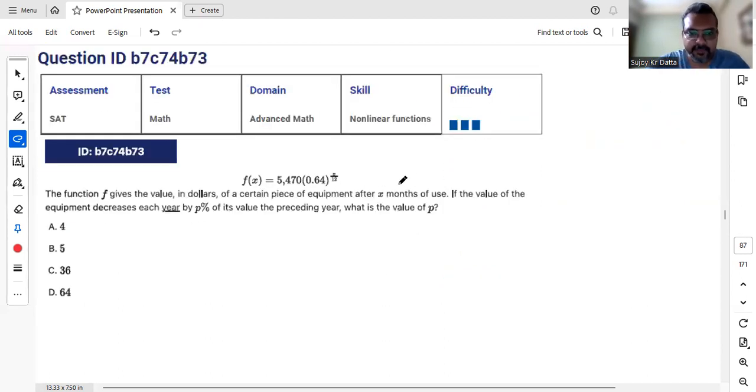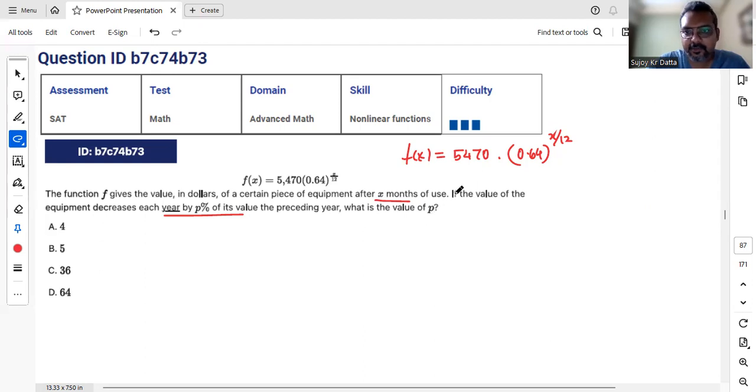So f(x) is 5470 times 0.64 to the power x by 12. Okay, that's x over 12. So just to write it down, f(x) is 5470 times 0.64 raised to x over 12, and x is the number of months of use. The value decreases every year by p%. They're asking what is the value of p.